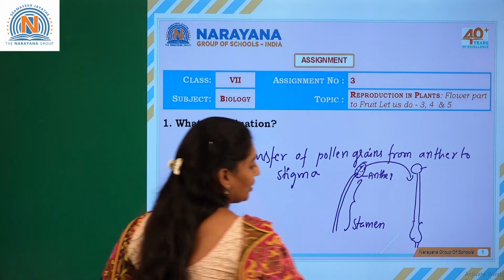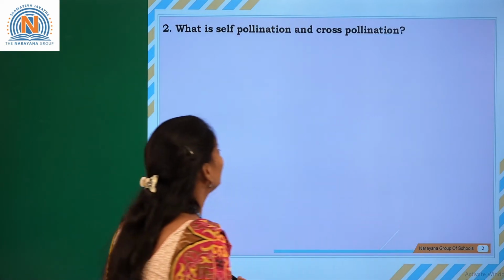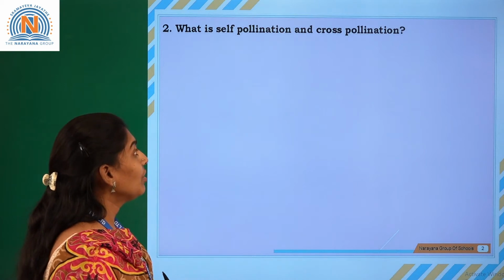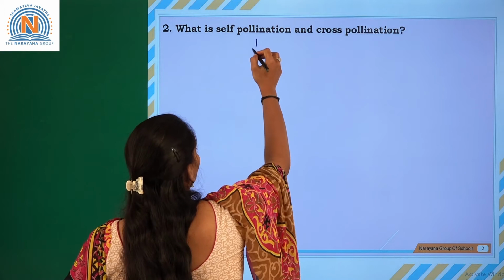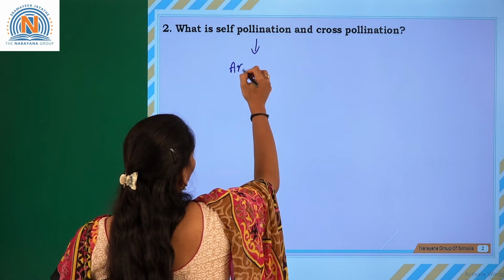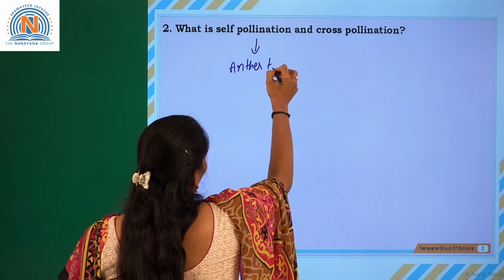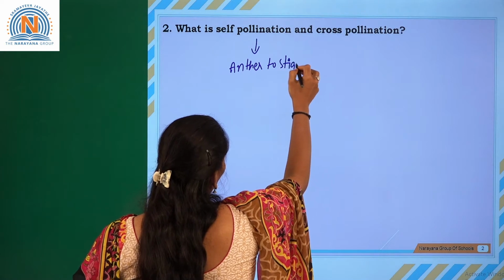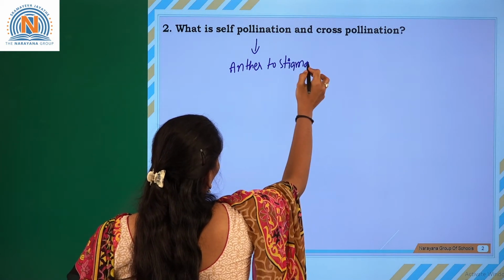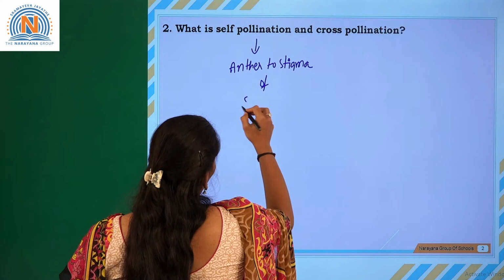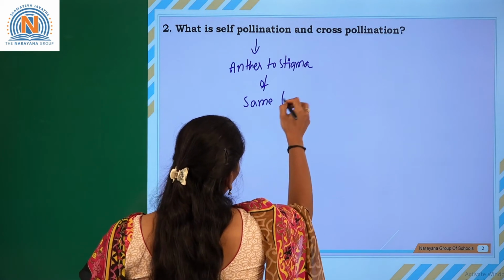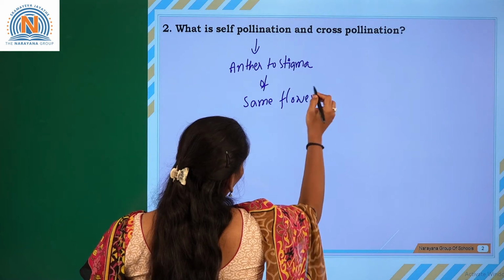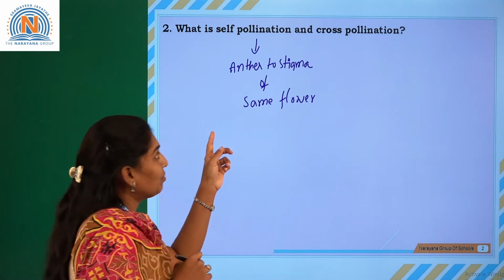Let us go for the next question. The next question is, what is self-pollination and what is cross-pollination? The transfer of pollen grains from anther to stigma of the same flower we can call self-pollination.